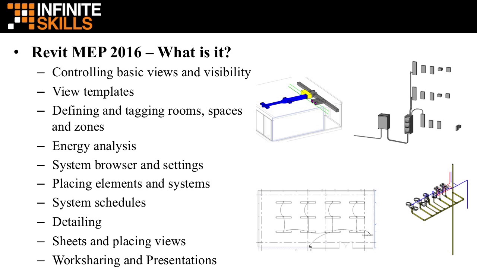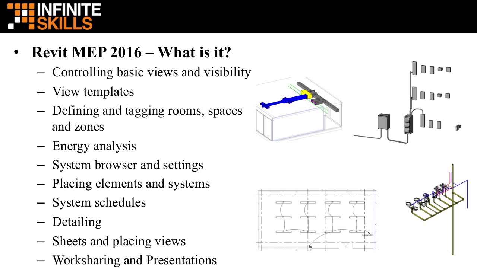Now, once we have our views set up, we need to define the area for where we'll place our systems. So here we'll define rooms and we'll tag our rooms. We'll do the same thing with spaces and zones. We can even create color schemes for these different areas. Now, one thing we can do is run an analysis for each of these zones or spaces that we create. This would be called the energy analysis, and we'll look at the different settings and the actual execution of the analysis, including exporting for secondary analysis.